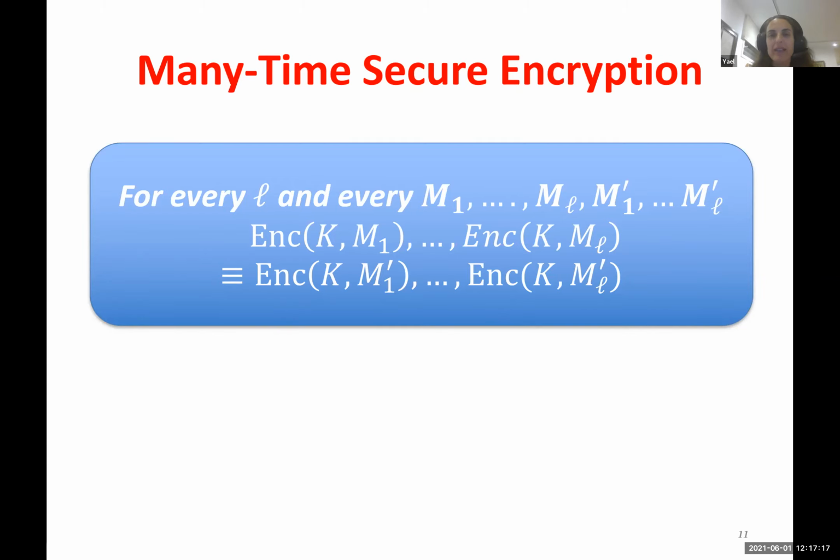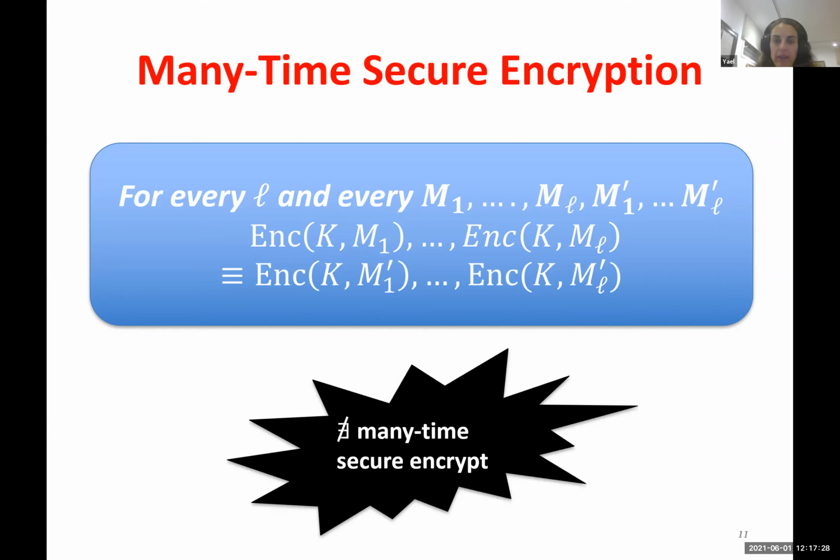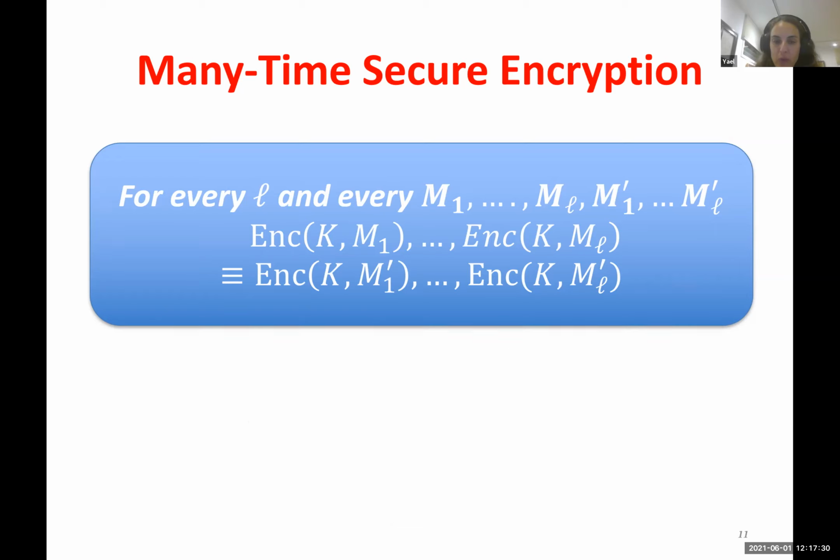And really, in reality, this is what we want, a many-time secure encryption. We want to be able to use our key to encrypt more than just one message. Actually, before we go on, are there any questions so far about the one-time and many-time security definitions, the one-time pad? Is it clear why I want many-time encryption to encrypt many messages, not just one?